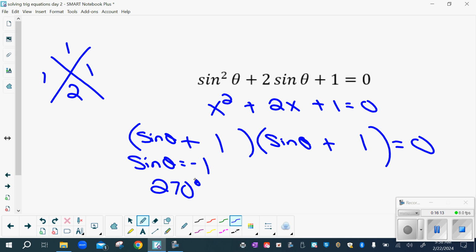And if I want to do it again, I can. But if I just want to write it once, it's up to you, because you get the same answer right here. Do you have to write them both? You don't. It's a multiplicity. If you were graphing it, you would touch the x-axis. Okay?